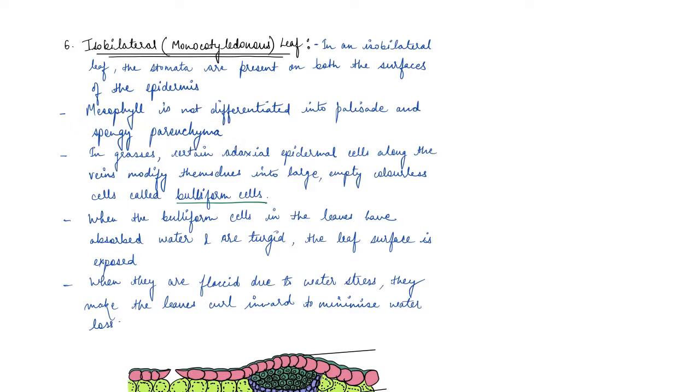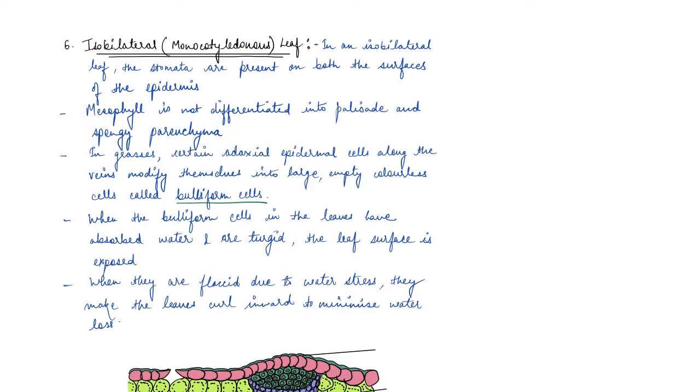Now, even in the case of grasses, certain adaxial epidermal cells, along with veins, modify themselves and form large empty colorless cells which are known as bulliform cells. So remember this term again, it is very important. What are bulliform cells? In grasses, in the case of monocot leaf, some adaxial, that means the upper surface, adaxial epidermal cells along with the veins.